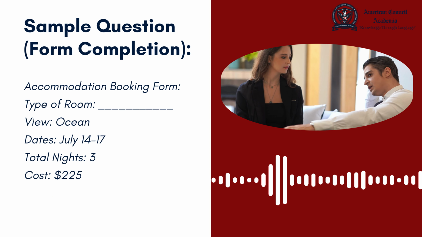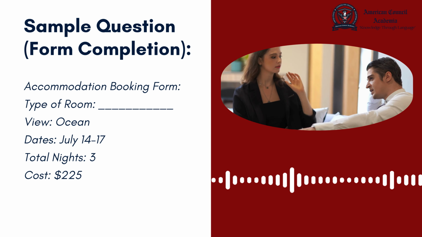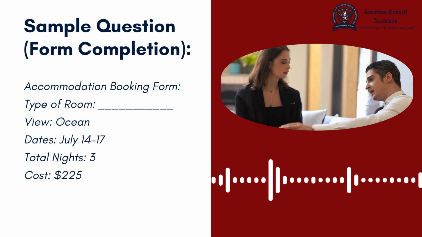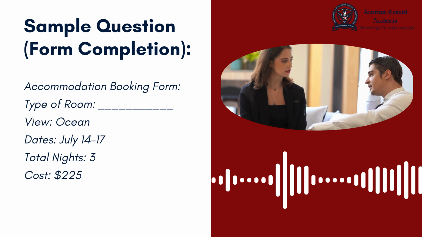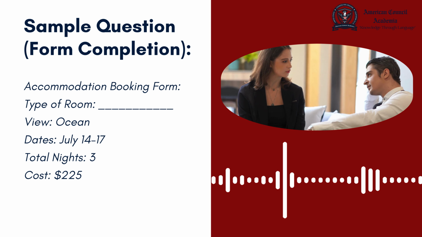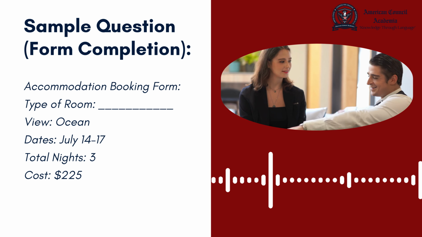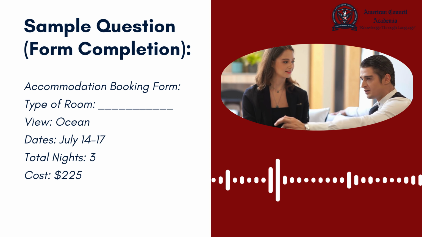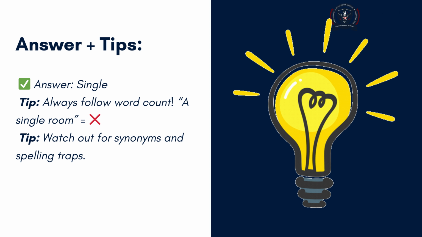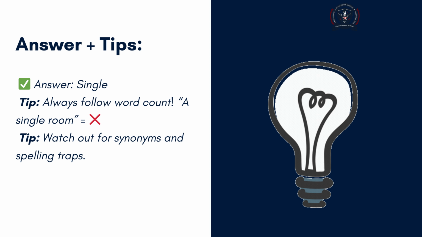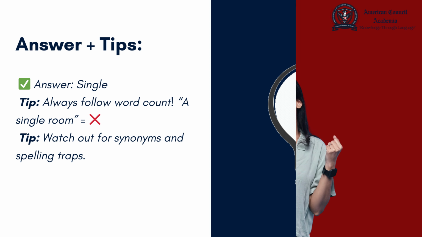Your question might look like a form asking, type of room blank. View, ocean. Dates, July 14th to 17th. Total nights, 3. Cost, $225. Answer? Single, but don't write a single room or you'll lose marks. Always follow the word count and listen for traps like synonyms or plurals.